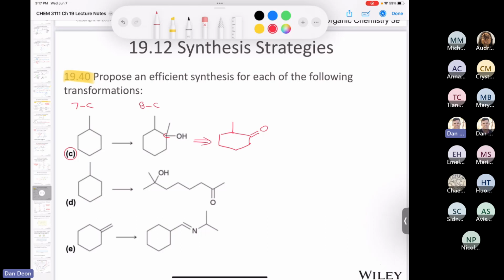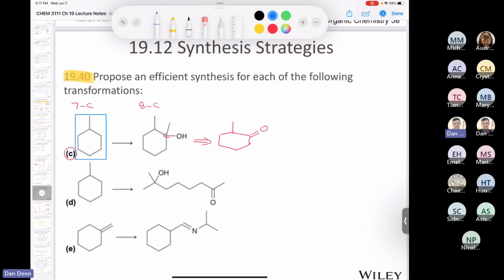Can I ask you a question first, though? If I have this starting material, what's the only possible reaction that I can do in the first step of this reaction? First step here. Exactly. Thanks, Audrey. Thanks, Tiana. Perfect. Yes, it has to be a free radical bromination. Yes, everybody is correct on this.